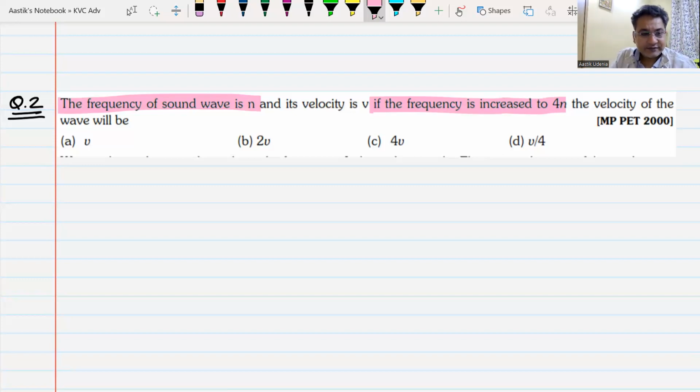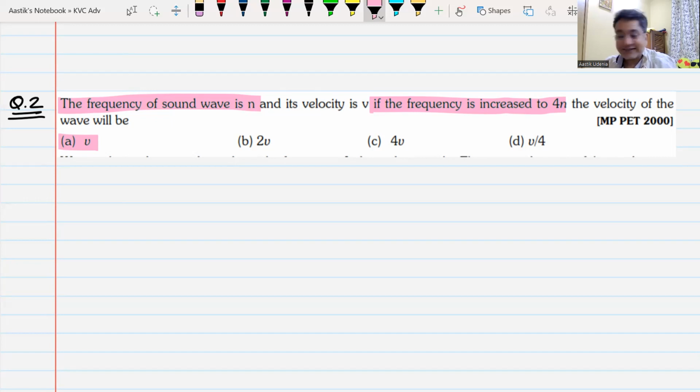And the answer is, the speed remains v only. It does not change. And the first answer that you gave was correct. I thought that you had thought what the correct reasoning is. Remember, frequency depends on the source. But the speed of sound depends on the medium in which it is traveling. It does not depend on the source.